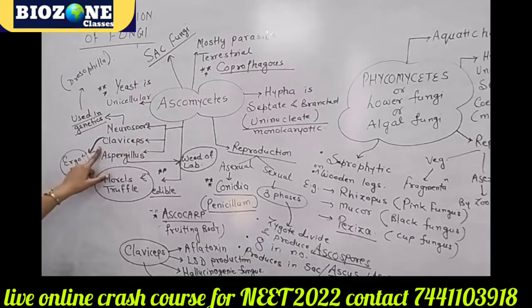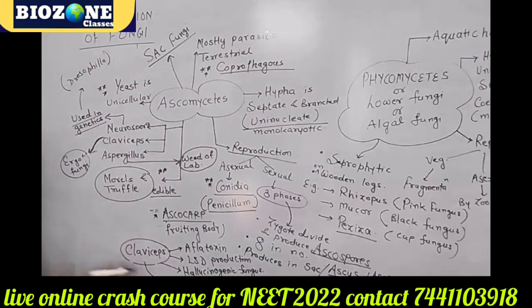Claviceps, ergot fungus, ठीक है, produces aflatoxin, it produces LSD, as well as it is responsible for producing hallucinogenic effects, so commonly called hallucinogens. ठीक है, अब hallucinogen के लिए क्वेश्चन आ रहा है और उसमें अगर आपका Claviceps option नहीं है तो for hallucinogens one more hallucinogenic fungus is Amanita, one of the toxic fungi, and secondly a hallucinogenic fungus. ठीक है, so in some papers in some years instead of Claviceps, Amanita option is there.